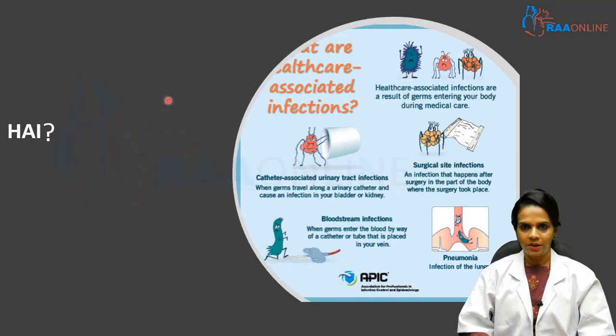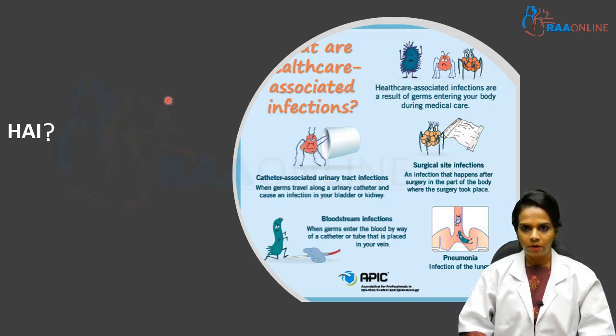So what is HAI, healthcare associated infection? Healthcare associated infections are a result of germs entering our body during medical care. What are the types of healthcare associated infection? The four most common are urinary tract infection, especially catheter associated urinary tract infection, surgical site infections, bloodstream infections and pneumonia.